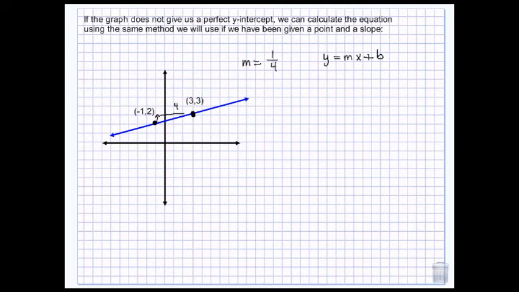Okay, this will be x. This is y. This is m. I don't have b. I'm confused right now. I don't even know what you're doing. Okay, I don't have b. I don't have my y-intercept.